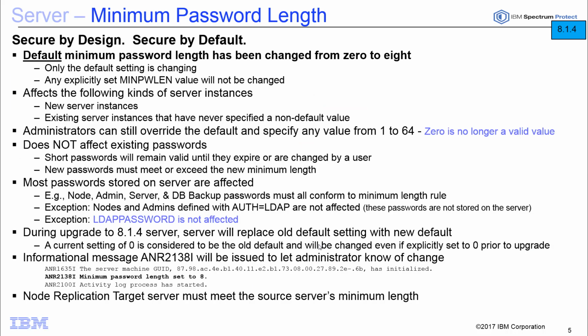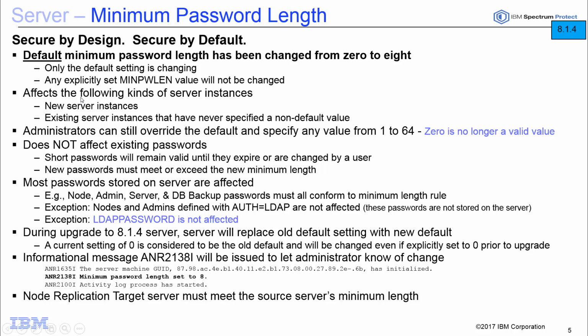On the Spectrum Protect server, we are changing the minimum password length, and this is to continue our quest for secure by design, secure by default, where you saw a lot of our SSL enhancements and other pieces that went into version 8.1.3 and 8.1.2. So with the default minimum password, the length has now been changed from 0 to 8, and this is only the default setting that's being changed. So if you do have min password length already set up, we will not change that.